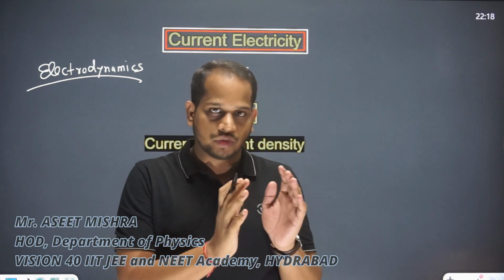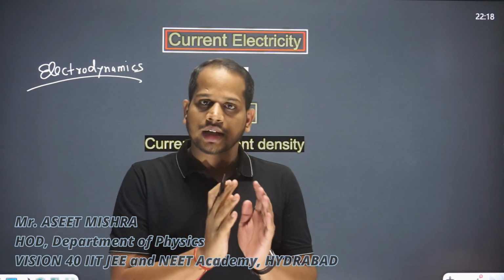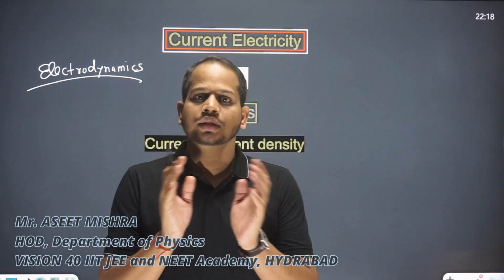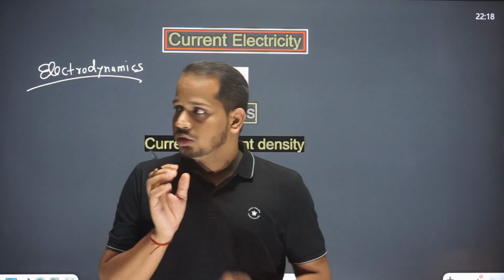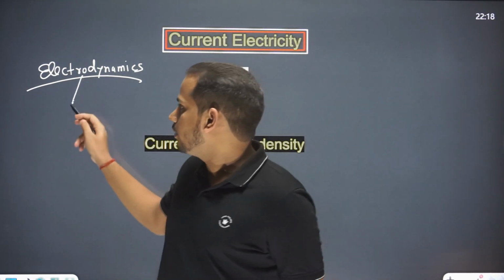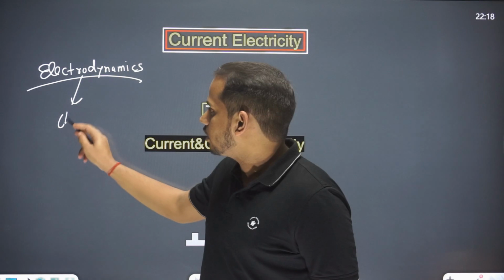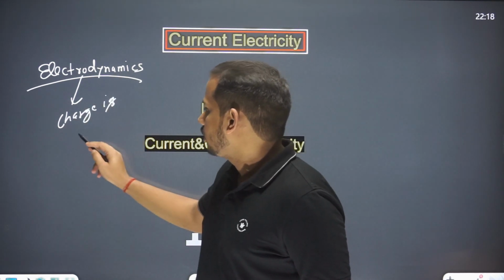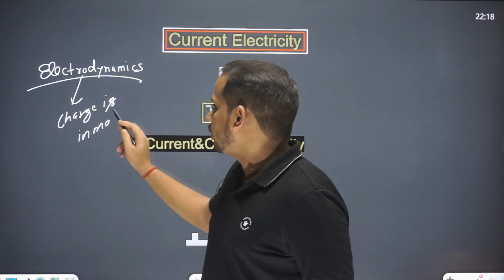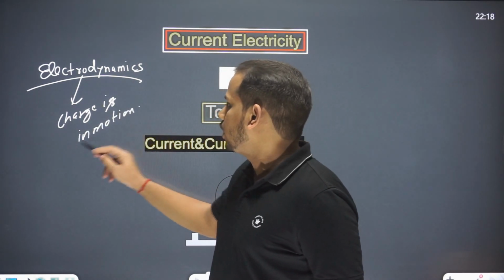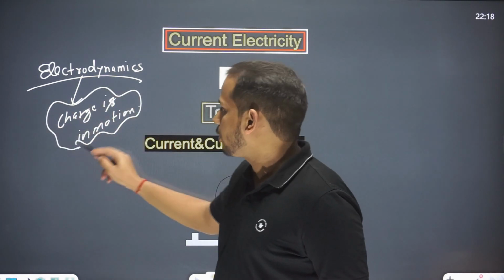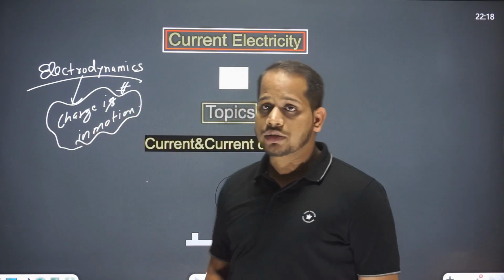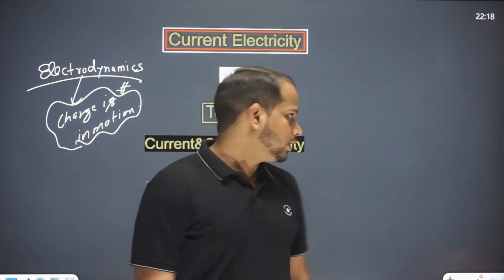electromagnetism is divided into two parts. One is electrostatics and what is the second one? Electrodynamics. We have just completed all the things related to electrostatics, right? Now we are going to start electrodynamics. It means we know the charge is in motion. When the charge is in motion, then the study of the property or the effect of charge is called electrodynamics, right?